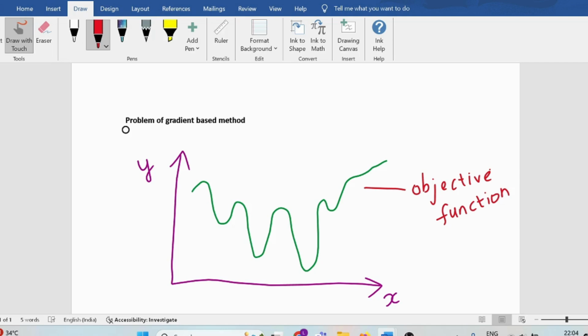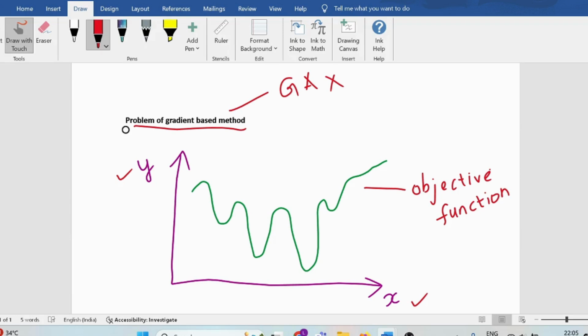Next, I am going to explain what is the problem of gradient based method. Gradient based method is an algorithm that is used by computer and it is entirely different from genetic algorithm. This is not genetic algorithm, this is a different form of algorithm. Gradient based method means, if this is an objective function, let x and y be any set of variables, and it is going to search for the most optimum solution.